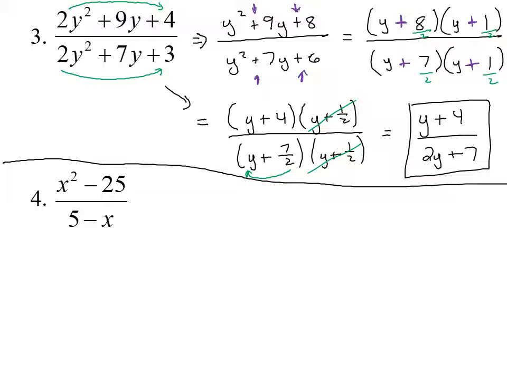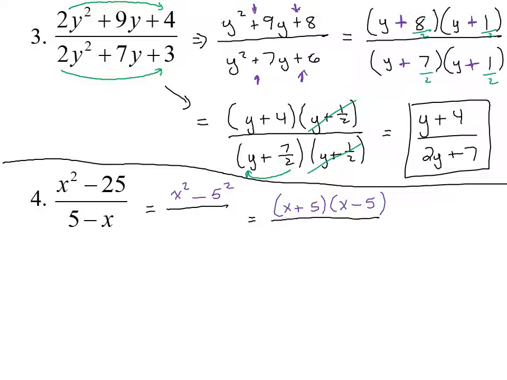So let's do number 4 down here. This is a difference of squares again, the x squared and the 25 that is on top. I could rewrite that top part as x squared and 5 squared. And so that top part would be turned into x plus 5 and x minus 5.